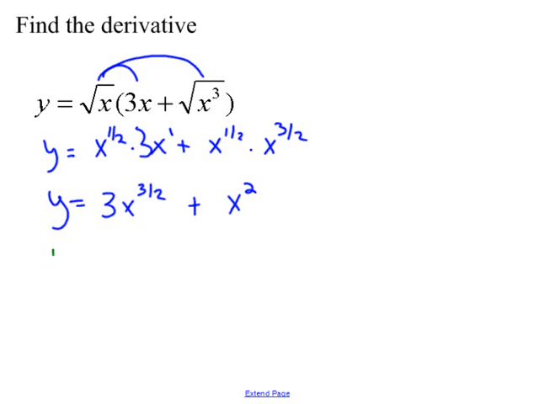And now I go through here and do 3 times 3/2, which gives me 9/2. Reduce 3/2 by 1, so minus 2/2, right, which is going to be 1/2. And power rule here is 2x to the first, but again, I'm not going to write to the first power.